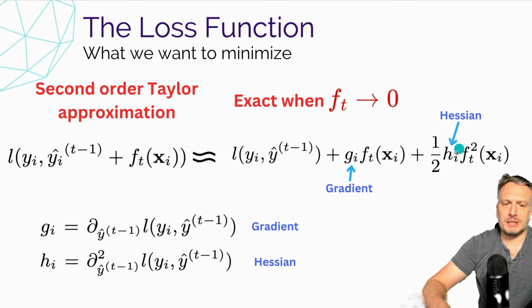The second term is introducing the second derivative of the loss function. The second derivative of the loss function is called the Hessian, and the Hessian is multiplied to the square of the new tree. This approximation is exact when the predictions of the new trees are very small, when they are going towards zero. So far, what we did was just some math. We just expanded the original loss function into an easier loss function to use. That is an approximation, but that provides an easier analytical form for us to manipulate.